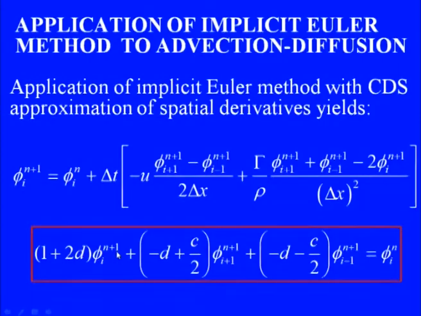or in terms of diffusion number and Courant number, and rearranging the terms we get (1 plus 2d) phi_i^(n+1) plus (minus d plus c by 2) phi_i+1^(n+1) minus (d minus c by 2) phi_i-1^(n+1) is equal to phi_i^n. So this is again a coupled system of equations. This is what we will get if we collect this equation for all the nodes, which would again be a linear equation.